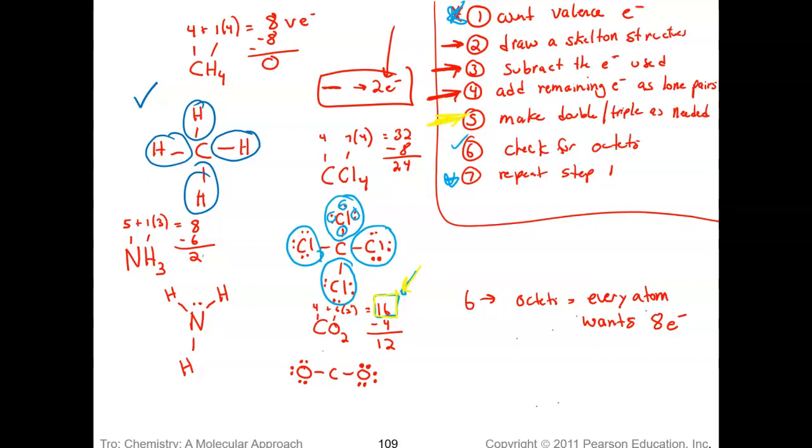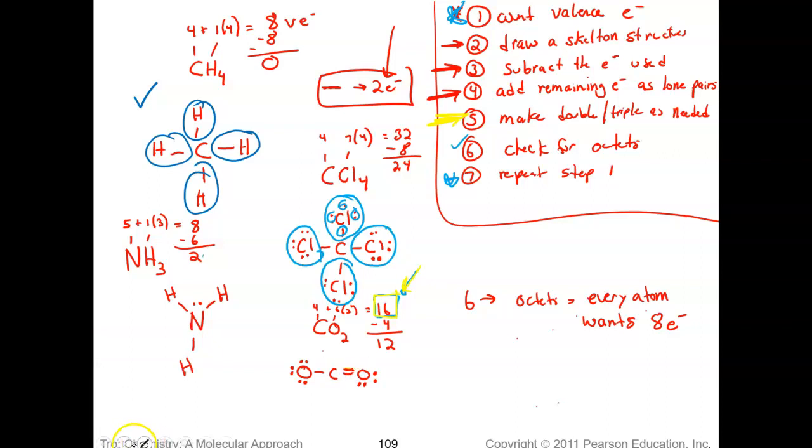All right, so what do we do now? Here's where step 5 comes in. Make double and triple bonds as needed. So we've got 16 valence electrons. We can't add any more, we can't take away any more, but we need to arrange these somehow so everyone has 8. So we're going to make a double and triple bond. You take electrons from the outside and you put them in the middle. So I'm going to move this here and make a double bond. So there's our double bond.